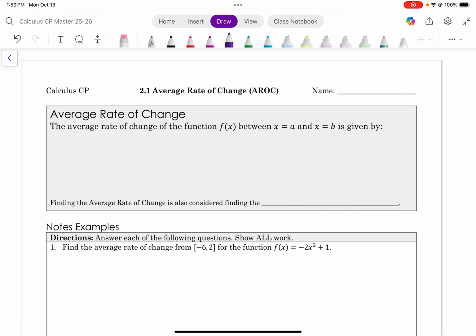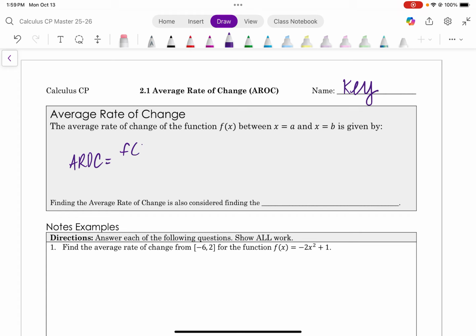Hi everyone, today we're going to learn about finding the average rate of change on a given interval. Finding average rate of change is really like finding the slope between 2 points. In order to find the average rate of change, you're going to use a formula. I'm going to abbreviate the words average rate of change with AROC.